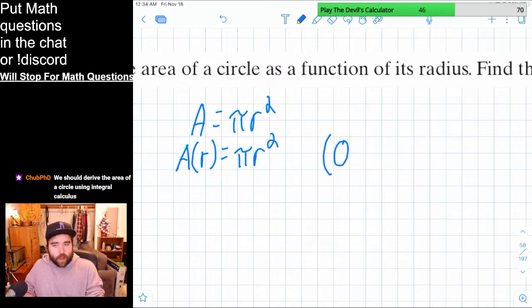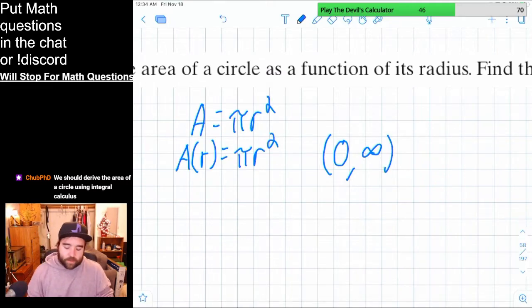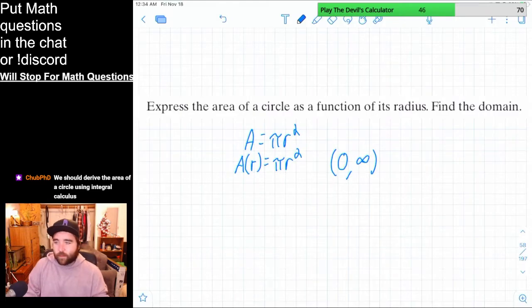Can't be 0, though, right? So that's why we put a parenthesis on the 0. But it can be anything right up to 0 all the way up to infinity. So we would say that that is our domain for this problem.